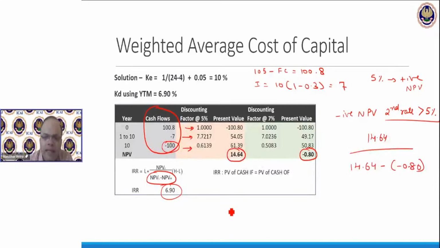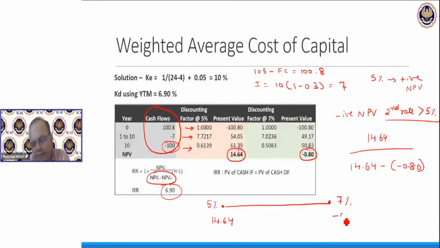Guys, very interestingly, let's say again I draw number 9, which I did on Wednesday also. Let's say at 5% I'm getting an NPV of 14.64. At 7% I'm getting a minus 0.8. With the naked eye also.